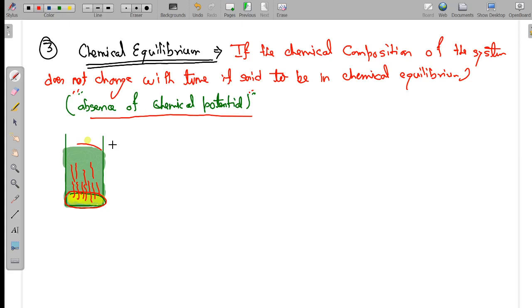Okay, so that's it for today. In the next lecture, we will go through what the quasi-static process is, and then we'll move towards thermodynamic work.